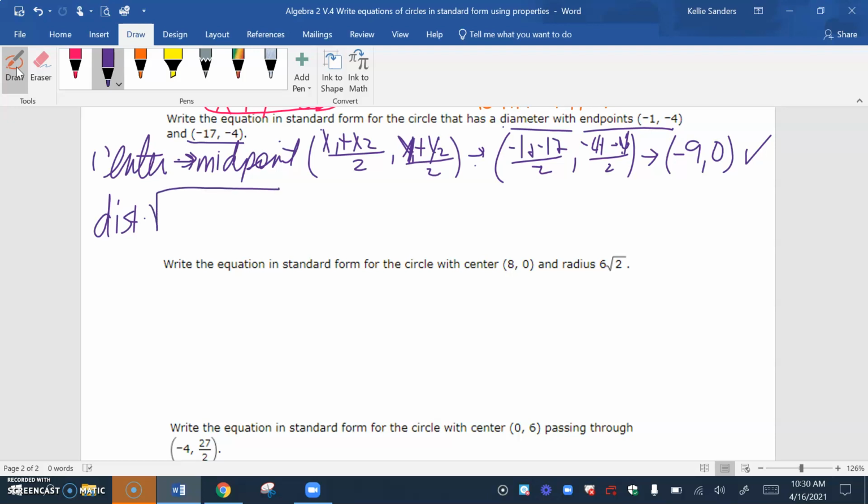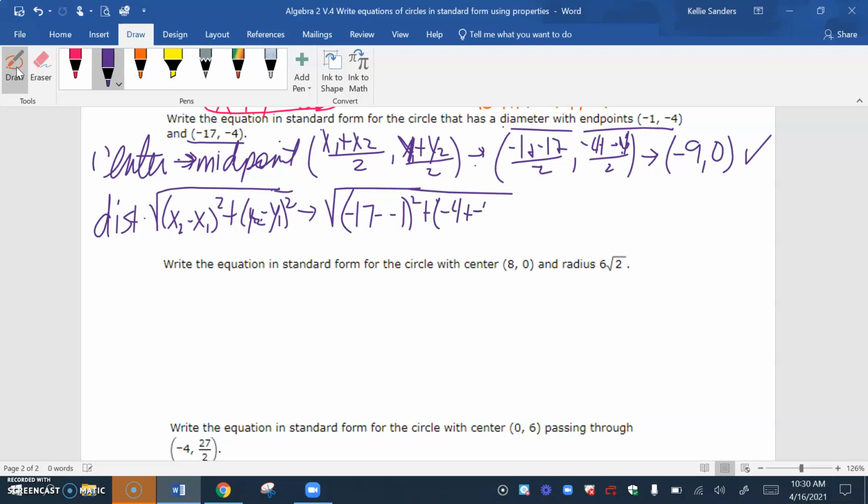So we're going to use the distance formula: the square root of (x2 minus x1) squared plus (y2 minus y1) squared. x2 is -17 minus a -1, squared, plus -4 plus a -4, squared. That is not right. It's a minus a -4.